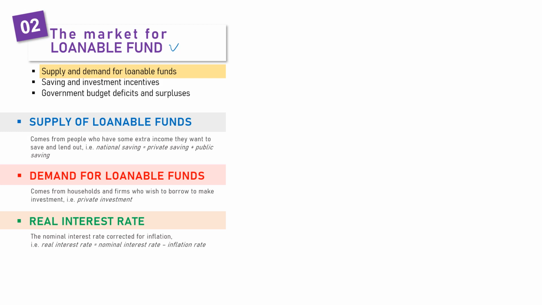Saving is a source of loanable fund supply since it is extra income that is not spent by both household and government. On the other hand, demand for loanable funds comes from households and firms who wish to borrow the funds to make a private investment. Bear in mind, demand here is for private investment.